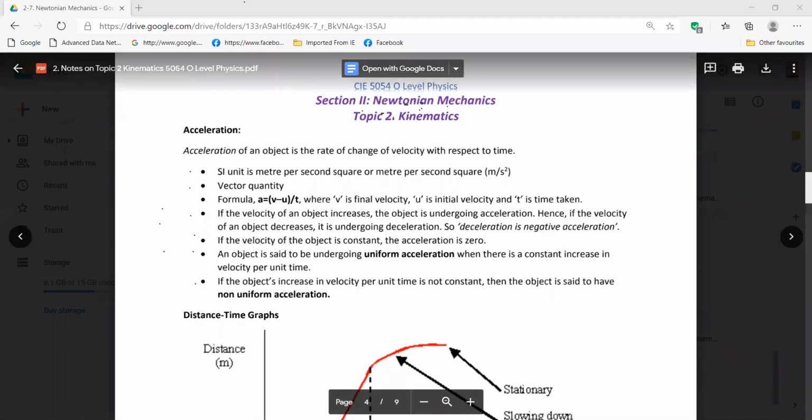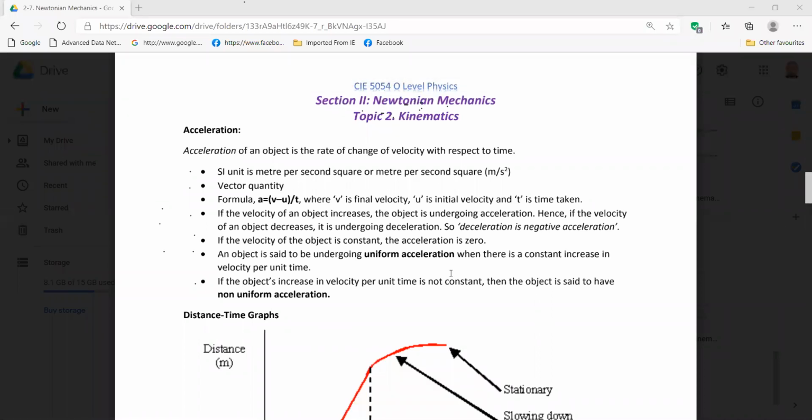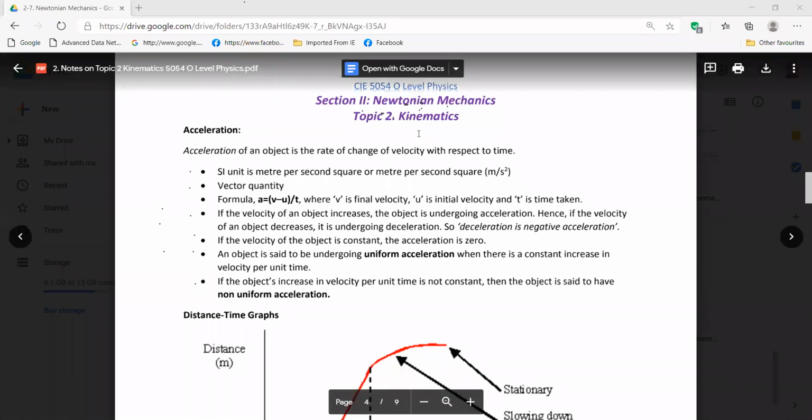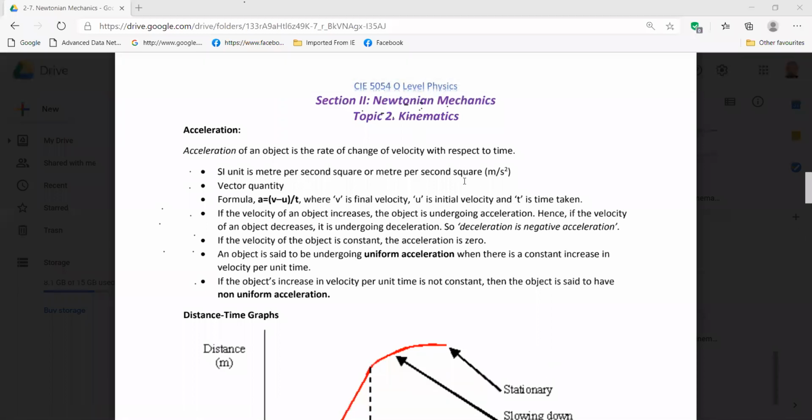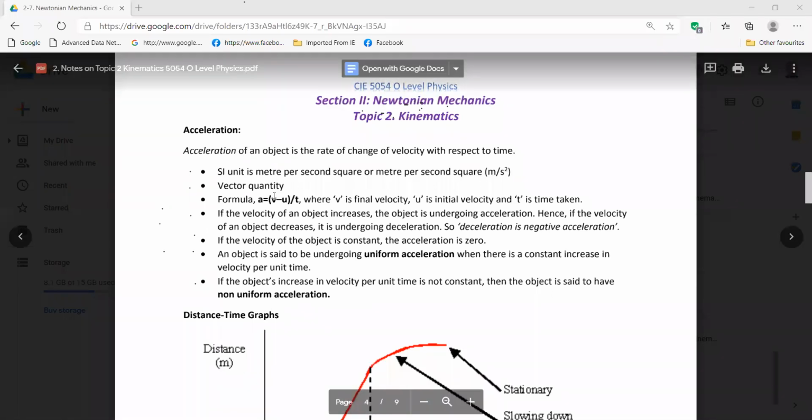Or meter per second square? Meter per second square, yes. Why meter per second square? Because it is the SI unit. So why is it coming meter per second square?